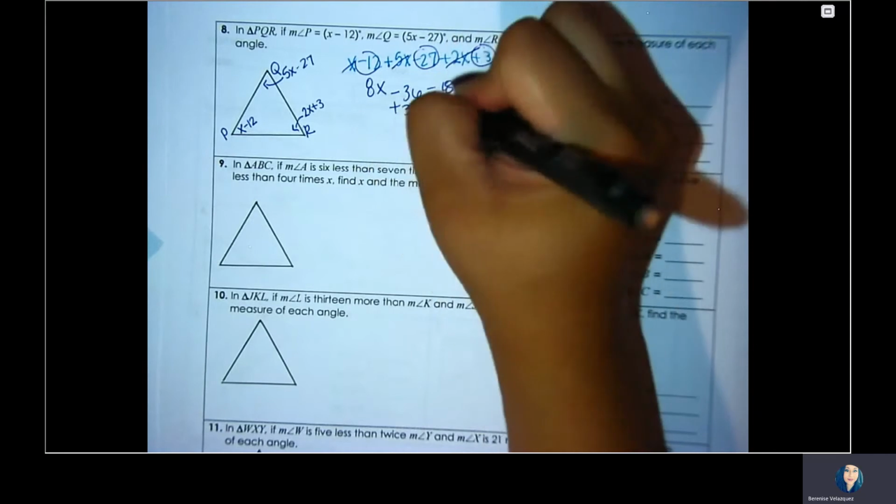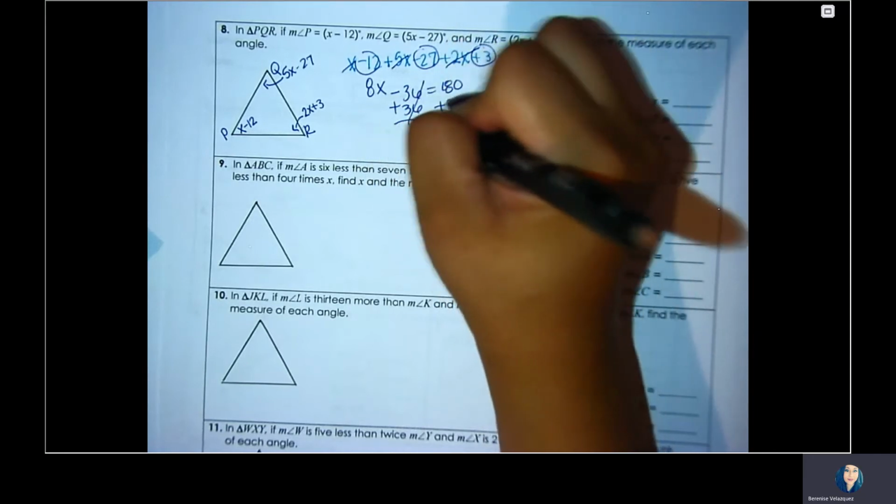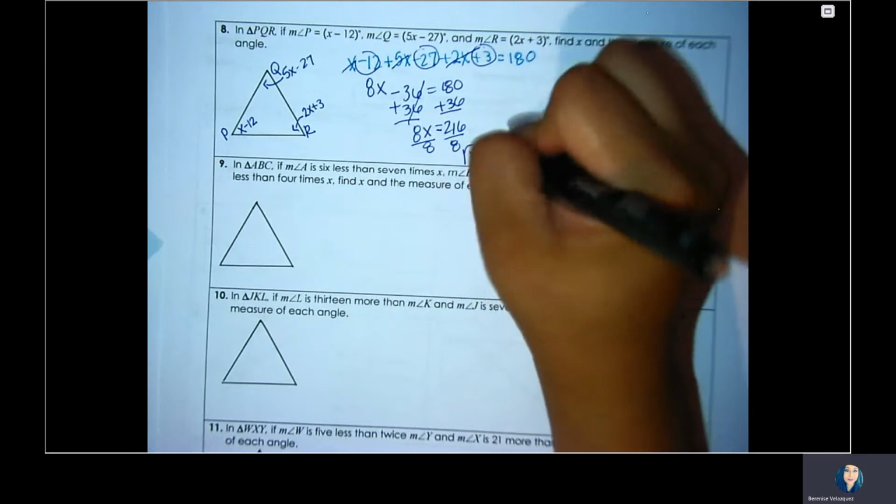Add 36 to both sides. 8x is equal to 216. Divide by 8. X is equal to 27. Okay, so there's my first blank.